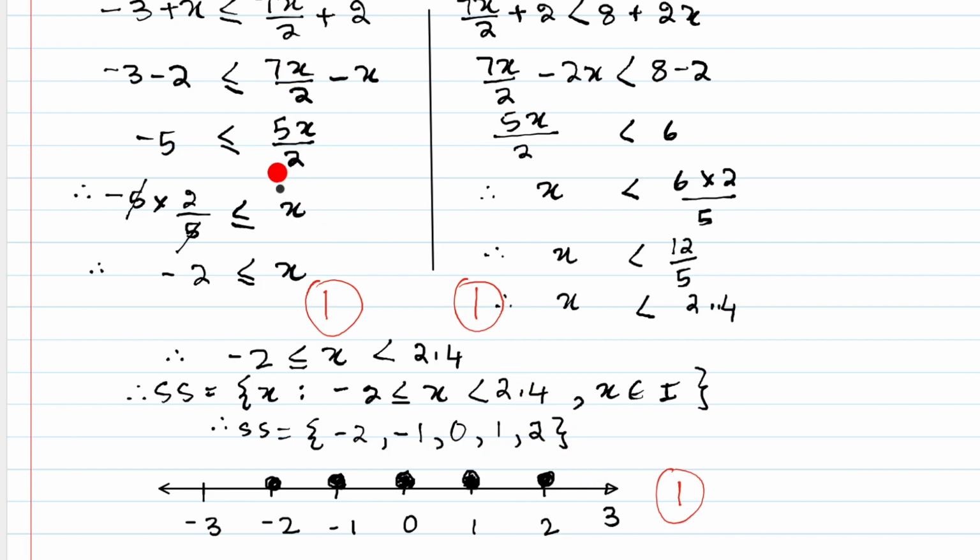So this value to get is 1 mark, this value to get is 1 mark, and to write the solution set and represent it on the number line is 1 mark. That's how we get our 3 marks.